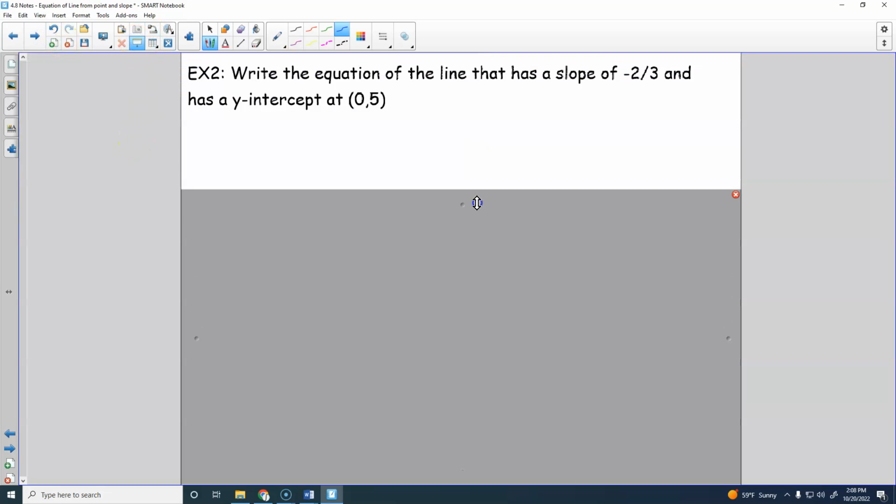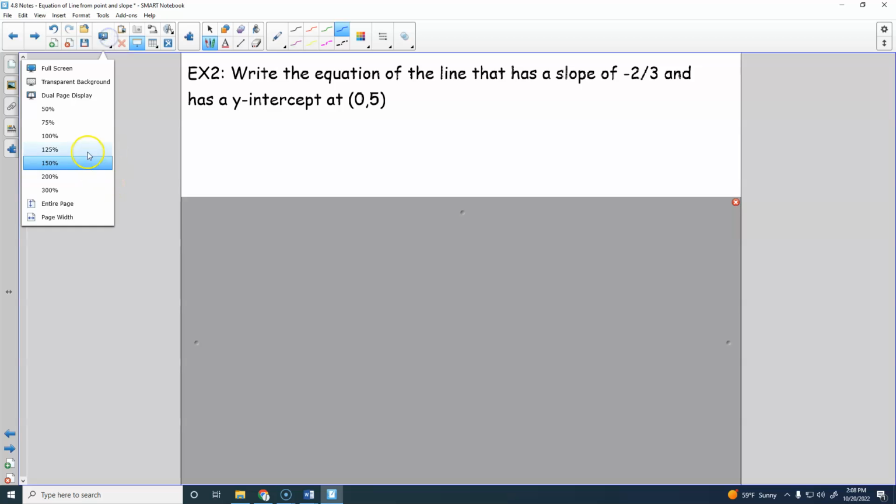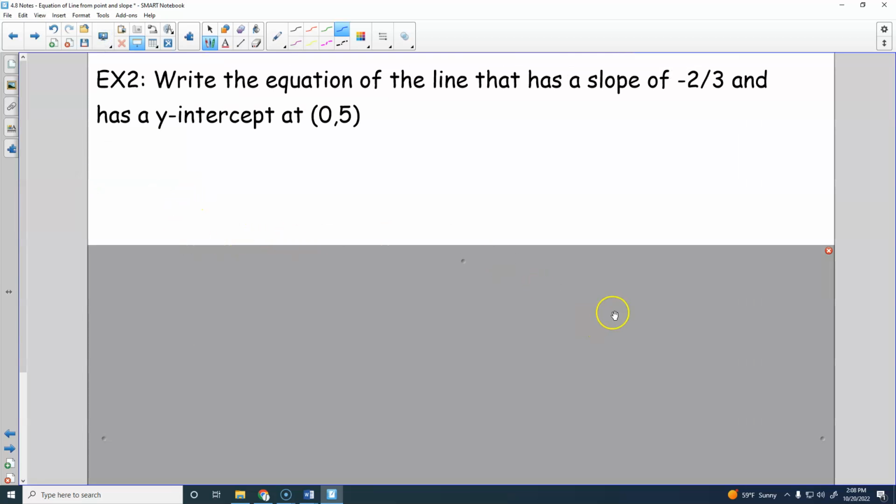Look at this first one right here. Let me zoom in a little bit. Example 2 says to write the equation of a line that has a slope of negative 2/3 and a y-intercept at (0, 5). Now they have given us the slope and the y-intercept.